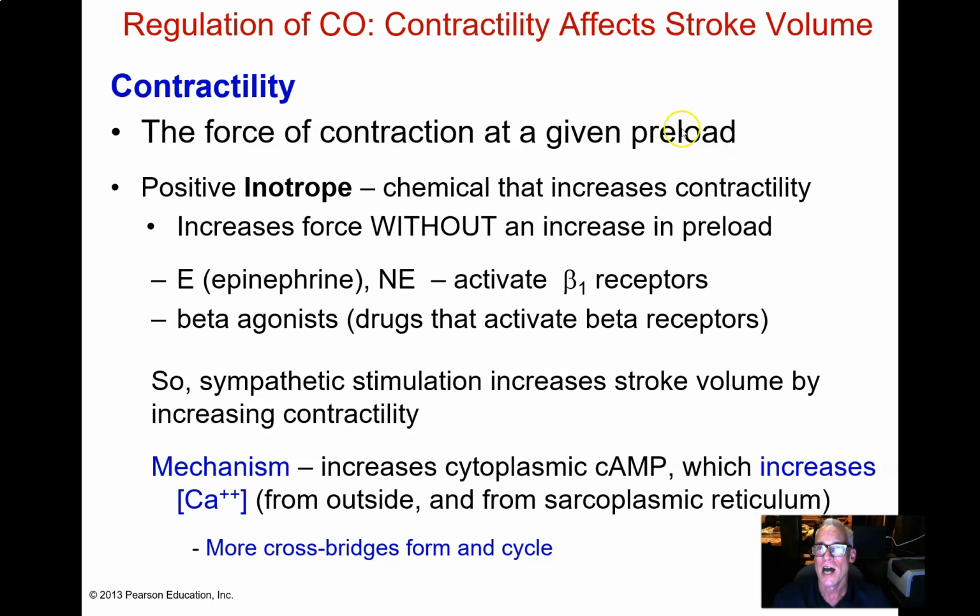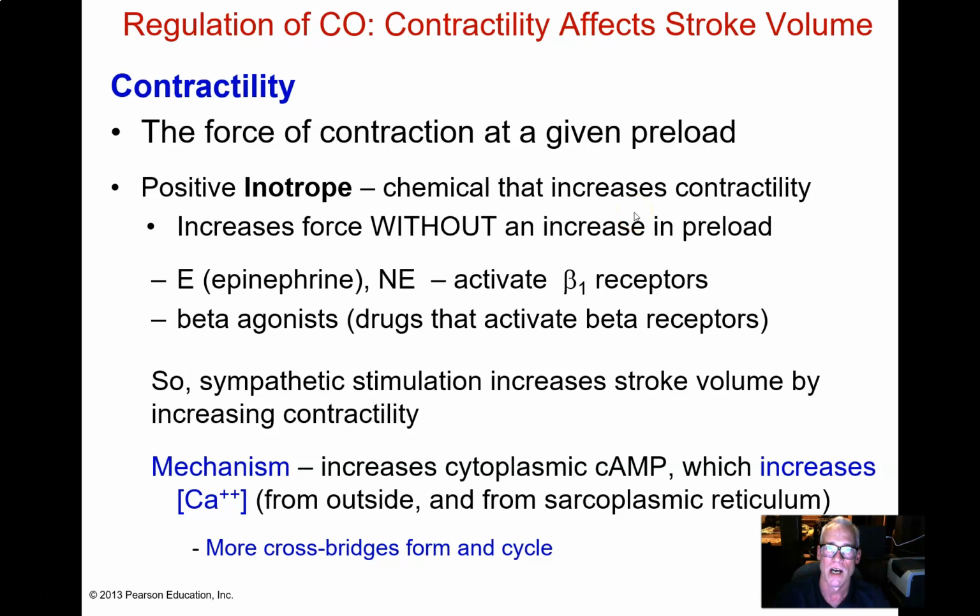So if you imagine not changing the preload and doing something that would change the force of contraction, that's a change in contractility, just to isolate that from preload. So what could cause that? A chemical that steps up the vigor of the heart contractions is called a positive inotrope. So epinephrine and norepinephrine are positive inotropes.